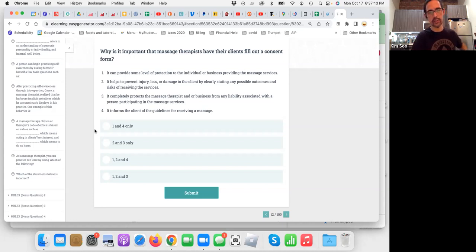So I don't believe it's going to be 3. And as for 1, it can provide some level of protection to the individual and business providing massage services. That's like a more moderate version of what 3 says, which is any liability. So I believe that 1 is a possibility.